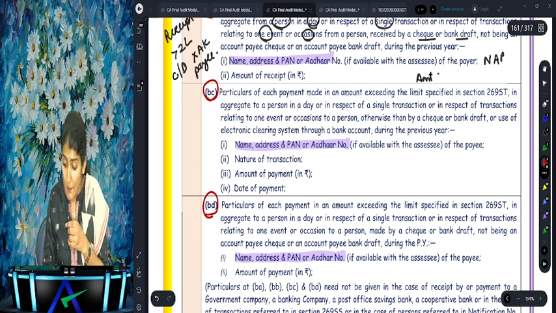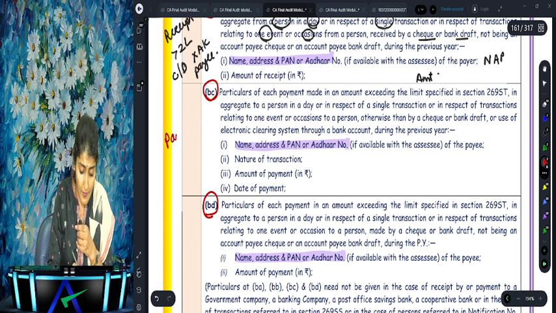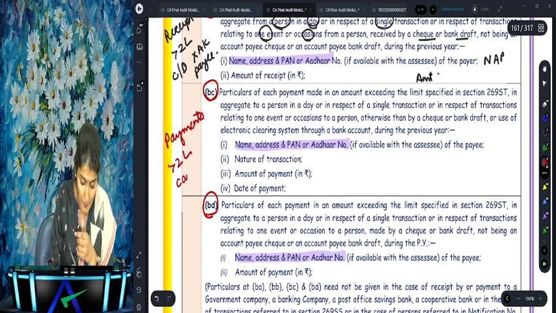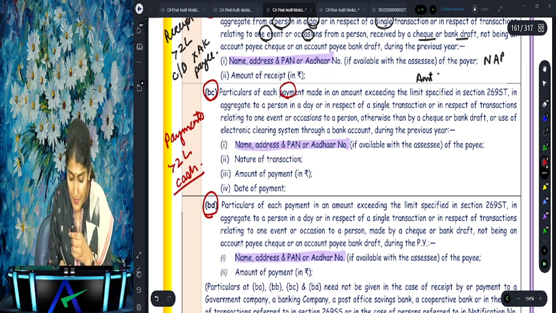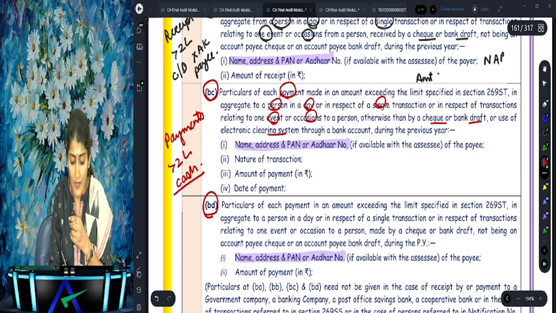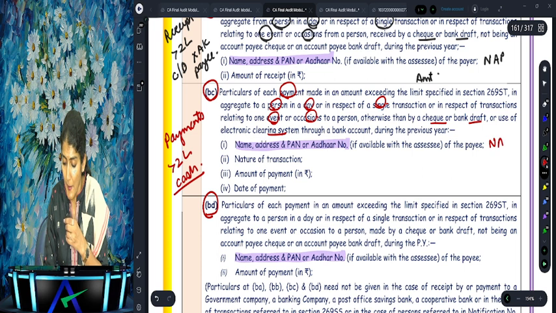Now 31BC and BD is regarding the payments. So payments in excess of 2 lakh being made by cash. Right, so payments being made to a person in a day for a single event or occasion. What does it say? Otherwise than by a check, draft or the ECS. So name, address, and the PAN. Then the nature of the transaction. Then the amount and the date of the payment. Are you able to follow that?